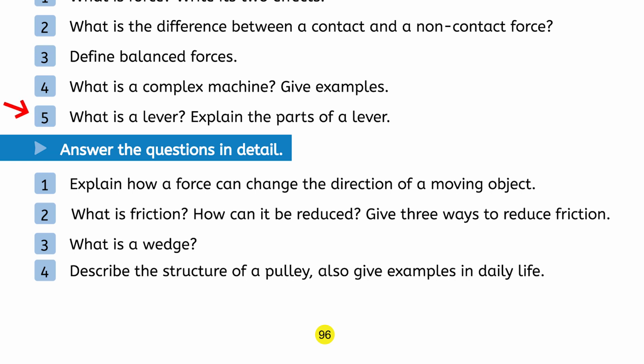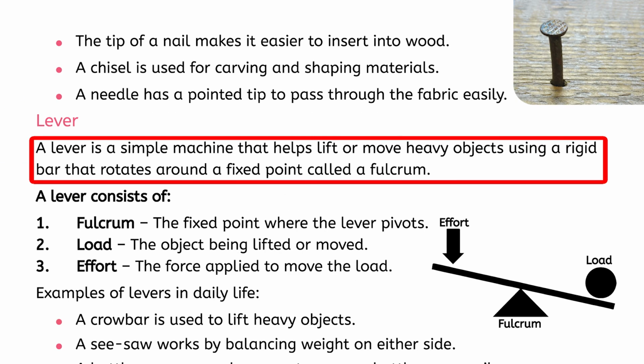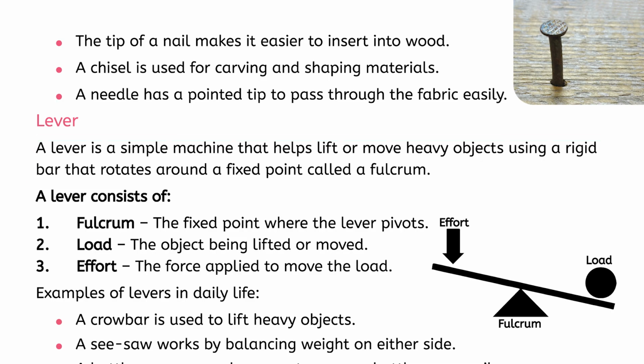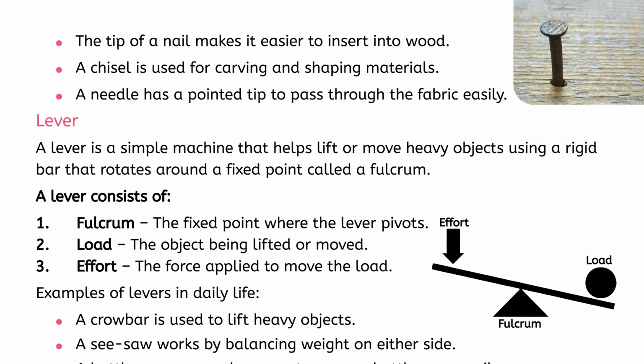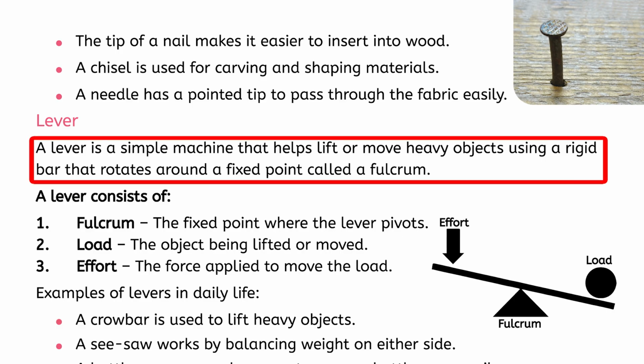Question number 5. What is a lever? Explain the parts of a lever. And the answer is, a lever is a simple machine that helps lift or move heavy object using a rigid bar that rotates around a fixed point called a fulcrum. A lever consists of a fulcrum, the fixed point where the lever pivots. Second, load, the object being lifted or moved. Third, effort, the force applied to move the load.